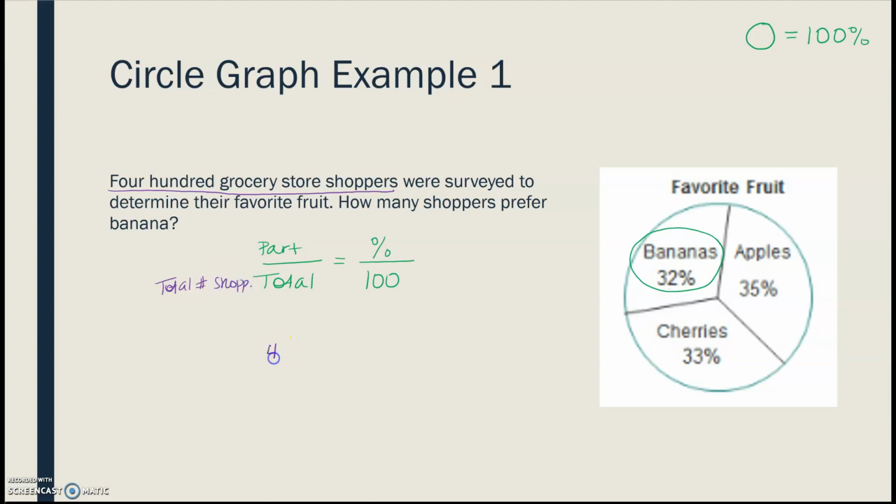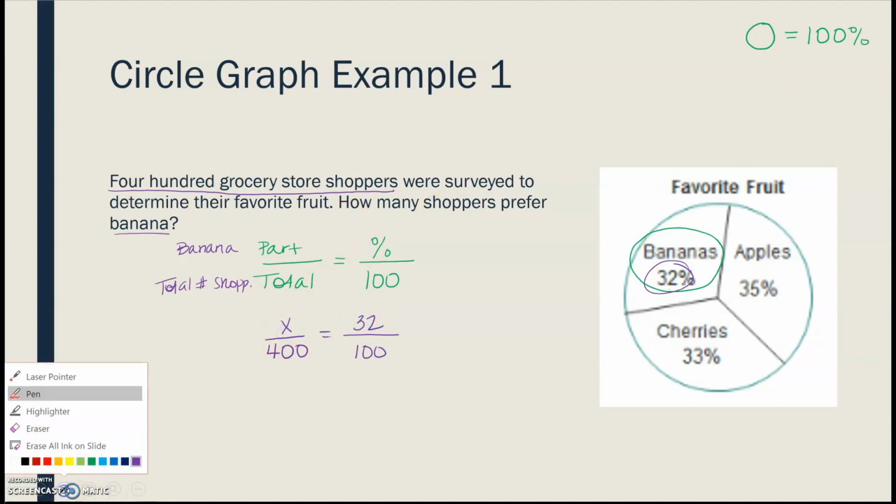So that's 400 people were surveyed. Our 100 always goes here under the percent. And we're looking for the number that prefer bananas, so bananas is my part. 32% liked bananas, so that's a percent, and it's going to go over here on top. And I want to know how many shoppers, so I need to know the number of my part.